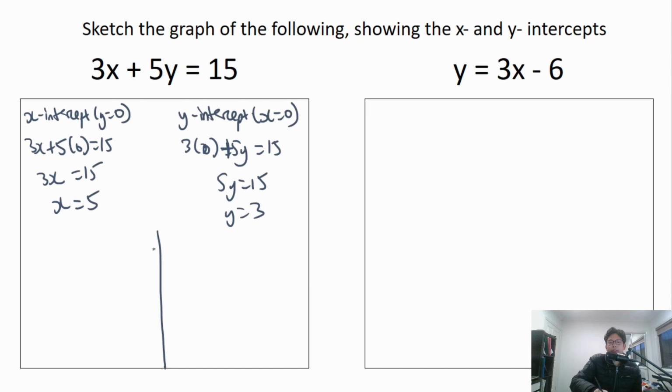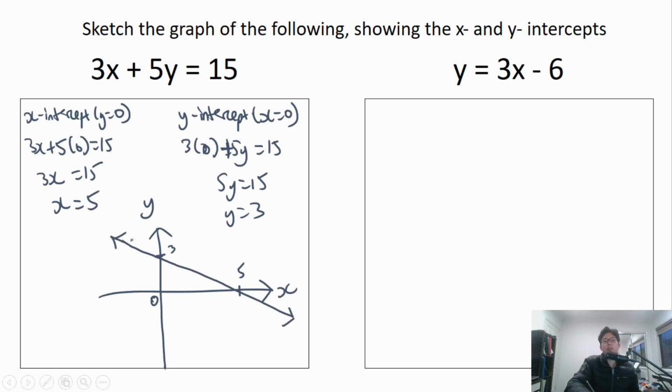Now let's draw out our axes here. Remember, horizontal is the x-axis, vertical is the y-axis, and that middle point is the origin. So O for origin. So x equals 5 is roughly around here. Label that. y equals 3, that's roughly around here. Get a ruler, draw a straight line through these two points. Put arrows on either end to show that it is constantly going. And this is what your final answer should look like. Give yourself a tick for the x-intercept, the y-intercept, and your graph here.